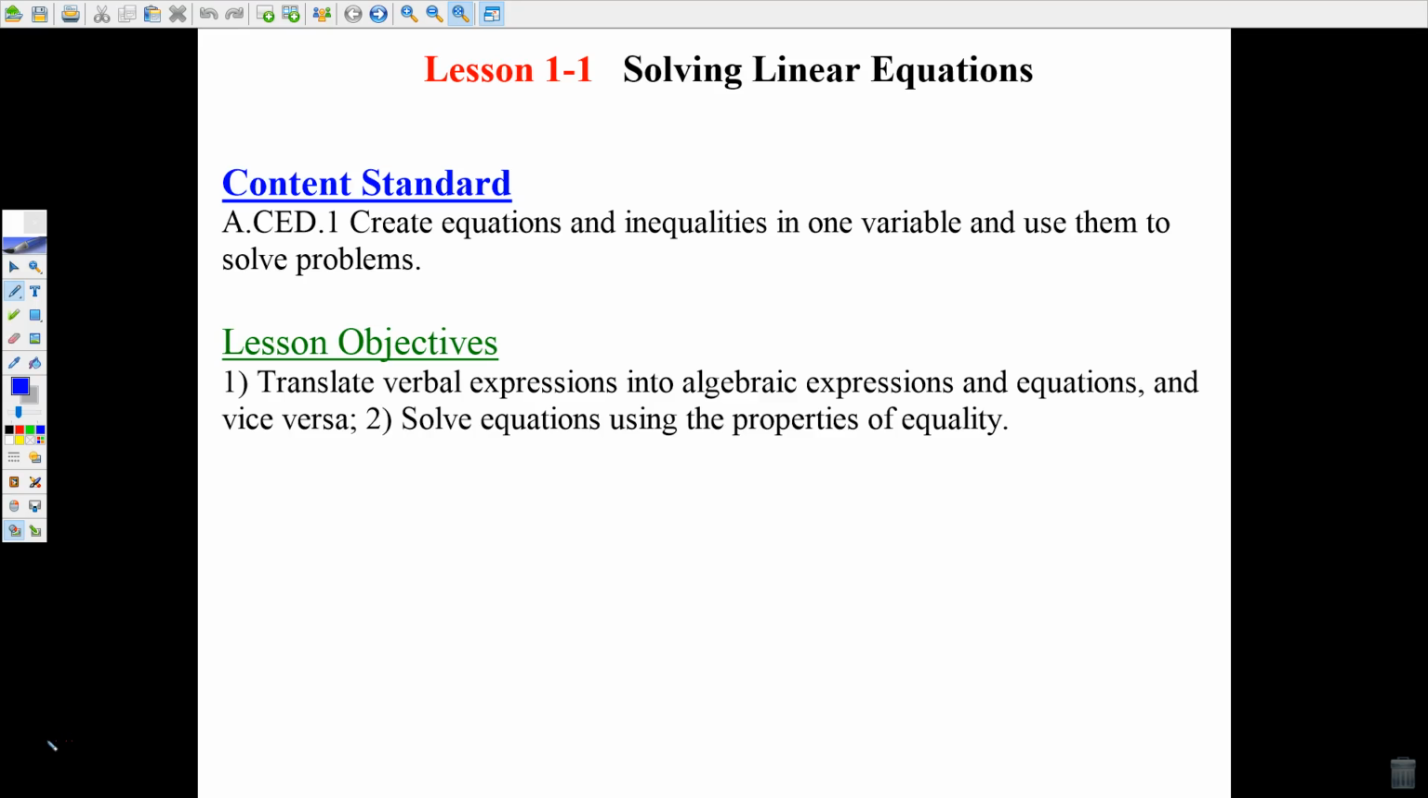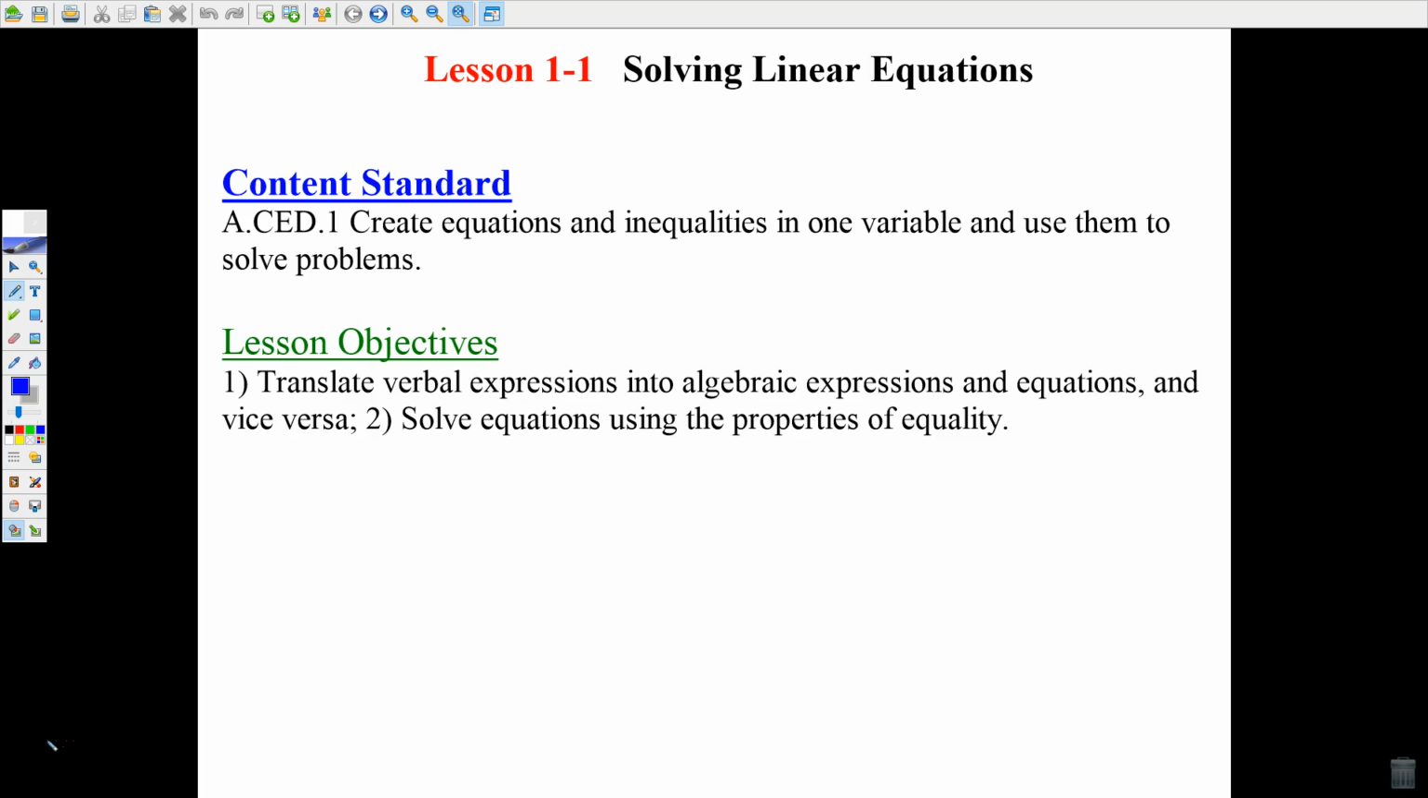In lesson 1-1, we are looking at solving linear equations, and I've provided you with our GRACE Mathematics Content Standard. This is not something that you have to record in your notes, but I do want you to know we do have a list of standards that we, as a math department, feel must be covered in Algebra 2, and that is what is going to be addressed today. You can see that on your screen.